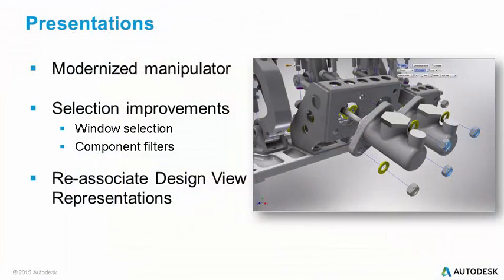Now let's take a look at the presentations environment in Inventor 2016. The manipulator used for adding tweaks has been modernized and resembles that found in the rest of Autodesk Inventor. Selection improvements have also been made, allowing us to use window selection method to grab a group of components for tweaking. There's also filters that are available to make this task easier. And design view representations can also be associated with the model itself to save time when making edits to a model and its associated presentation.